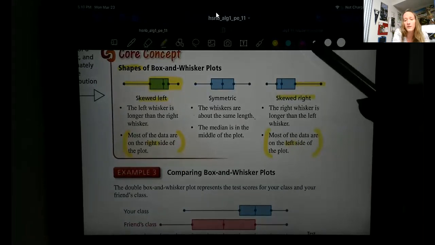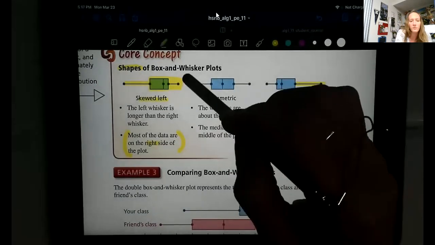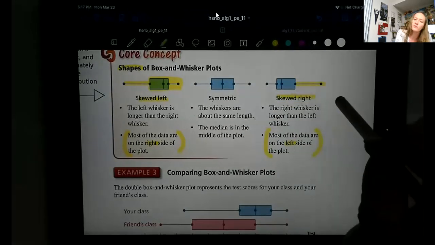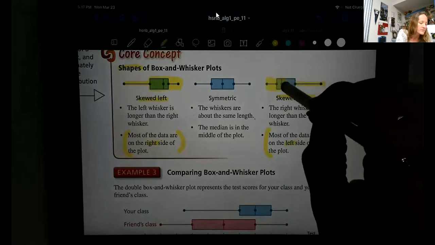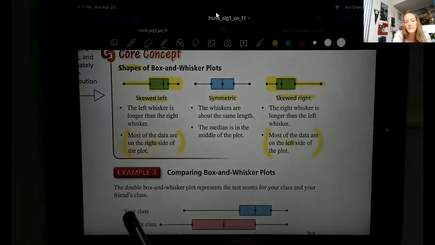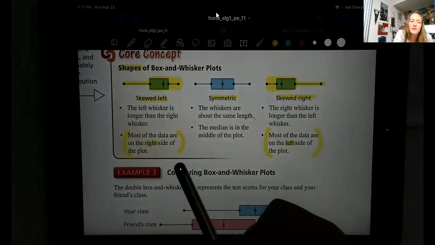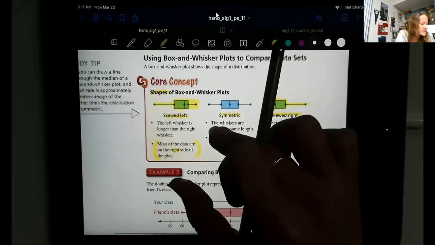So then all we're left with is, okay, well, if we have the skewed left where most of the data is on the right, skewed right where most of the data is on the left, then what other type of shape is there? And this is that symmetric shape. So here's one way of remembering it. And the book kind of tends to outline it.